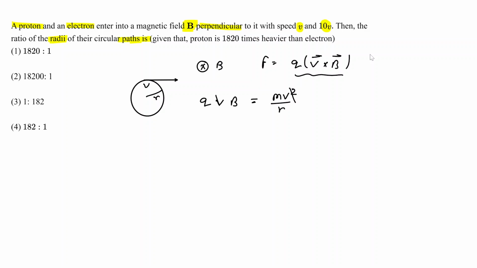So one power of v will get cancelled out. So the value of r will be equal to mv divided by qB. This is the radius of a charged particle of charge q and mass m moving inside a magnetic field B. This is the relation that we have to use. Now you are asked about the ratio between proton and electron, and the mass difference is also given here. So we just have to take the ratio.